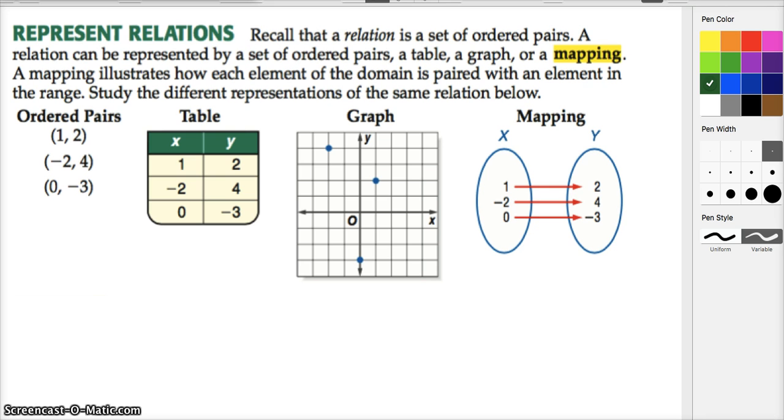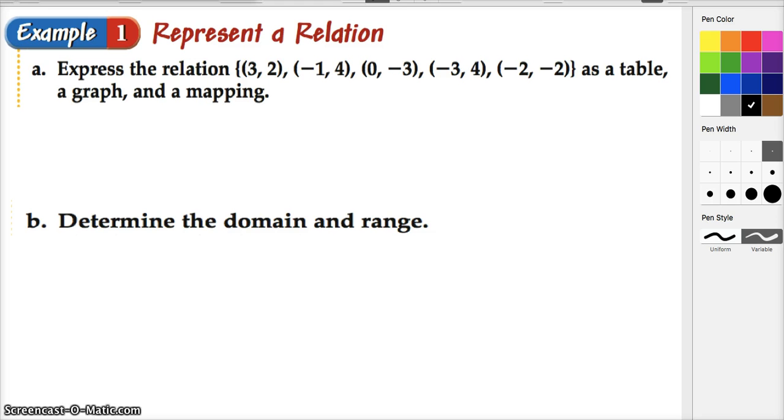So let's get back to the idea of representation here. And what we see is that we can represent relations as ordered pairs, as tables, we represent them in graphs, and we represent them in mapping. So here we are at example 1. We're going to express this current relation as a table, a graph, and a mapping. And you guys get the idea already, I'm pretty sure.